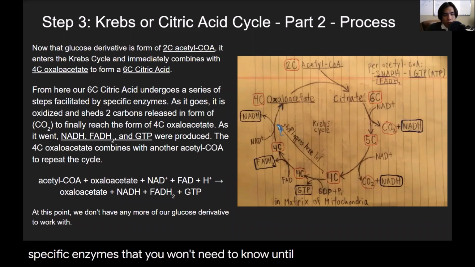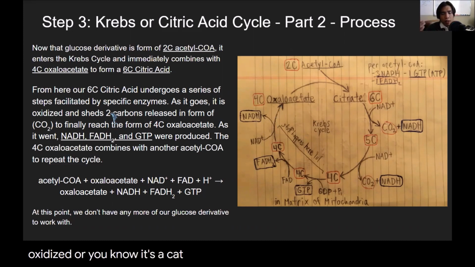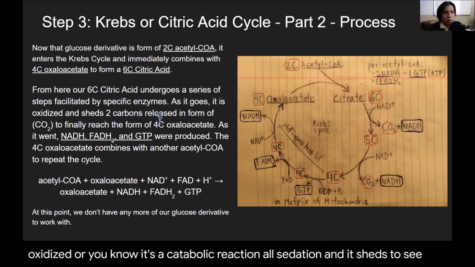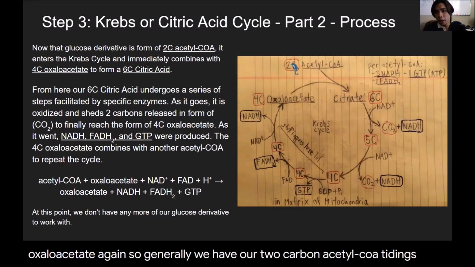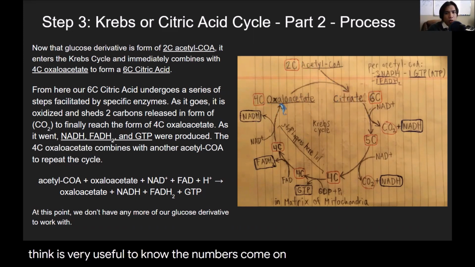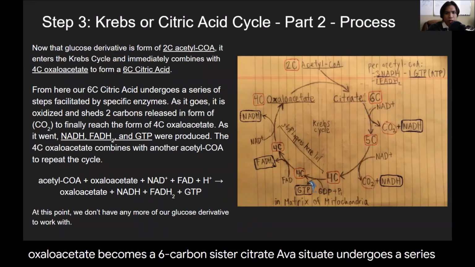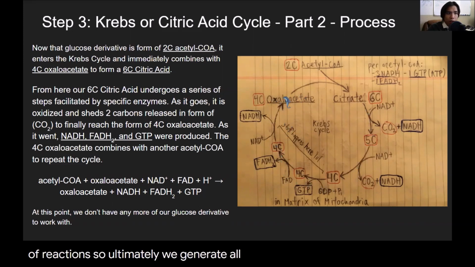As it goes, it is oxidized, a catabolic reaction, and it sheds 2 CO2s, which have 2 of its carbons, to finally reach the form of the 4-carbon oxaloacetate again. So generally, we have our 2-carbon acetyl-CoA. I think it's very useful to know the numbers. It combines with our 4-carbon oxaloacetate, becomes a 6-carbon citrate. Our citrate undergoes a series of reactions to ultimately regenerate oxaloacetate. That allows future cycles to continue by regenerating it.